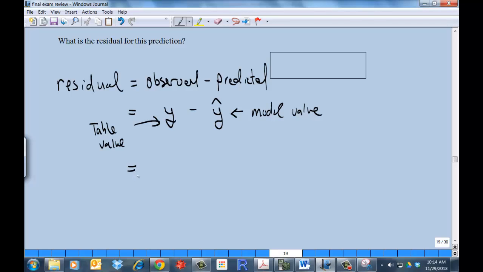So if you go back up and look, for x equals 140, y equals 101. And of course, y hat, we got approximately 107. So this gives us a residual of minus 6. So the residual is minus 6. And that just means that this individual was actually below average in comparison to all the other individuals.